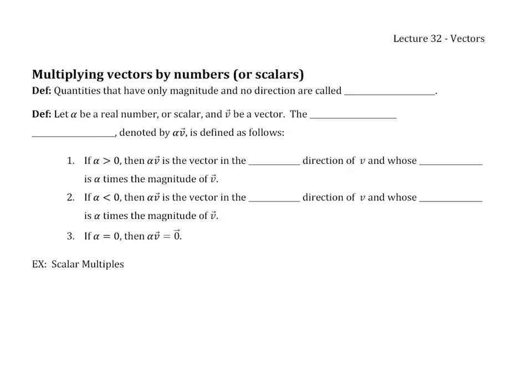So quantities that have only magnitude and no direction are called scalars. So that term is our new way of thinking of just real numbers, not vectors, right? So something that has only magnitude but not direction, I'll refer to as a scalar. So let's let alpha be any real number or a scalar, and let's let v be a vector. The scalar multiple, denoted by alpha times v, is defined as follows.